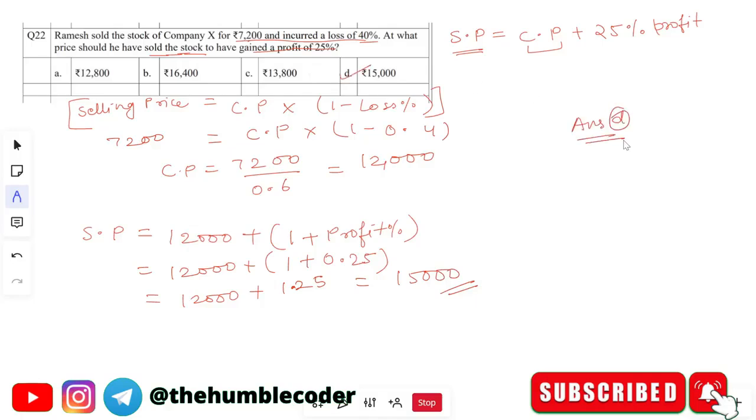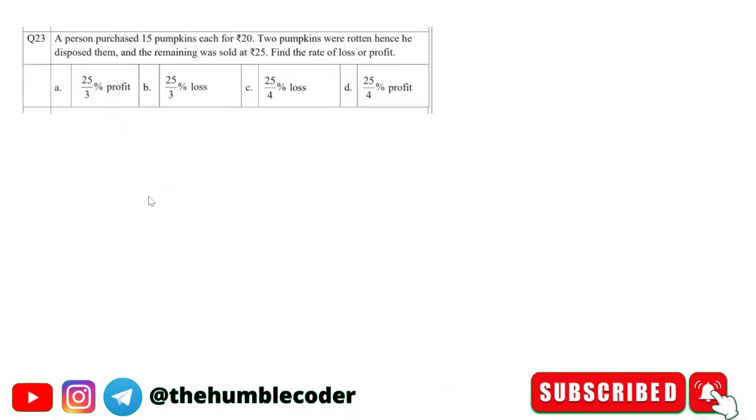Okay, moving on to the next question now. Let's look at this question. We are told a person purchased 15 pumpkins, each of 20 rupees. 2 pumpkins were rotten, hence he disposed of them, and the remaining were sold at 25 rupees. Find the rate of loss or profit. First of all, we have to check whether he got a loss or profit. If he has profit, we calculate the profit percent. If he got a loss, we calculate the loss percent.